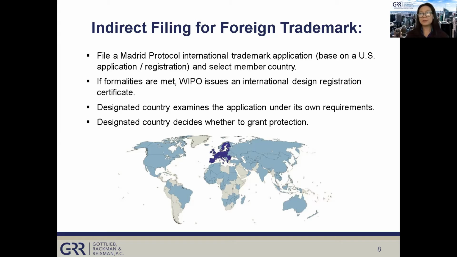An important note is that the Madrid International Trademark Registration is dependent on the base application for a period of 5 years. That is, if the base application fails or becomes invalid, then the international registration along with all the extensions will also fail.